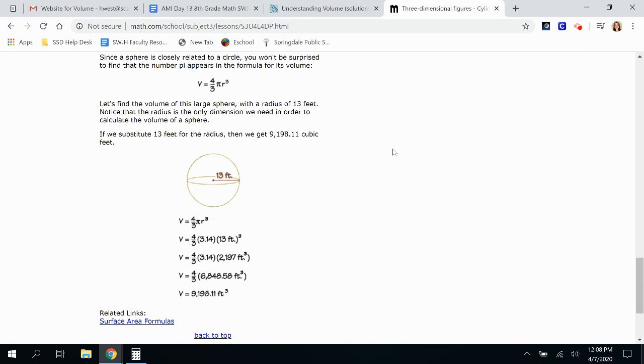All right, and then the last shape we're going to talk about is the sphere. A sphere formula is 4/3 times pi times radius to the third power, so it's cubed. Making sure you're taking the radius, 13 times 13 times 13, and then we get 2,197. Times it by your pi and times it by your 4/3, and you will have the volume of a sphere.